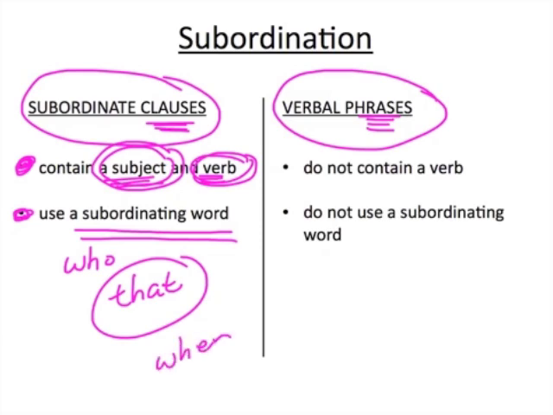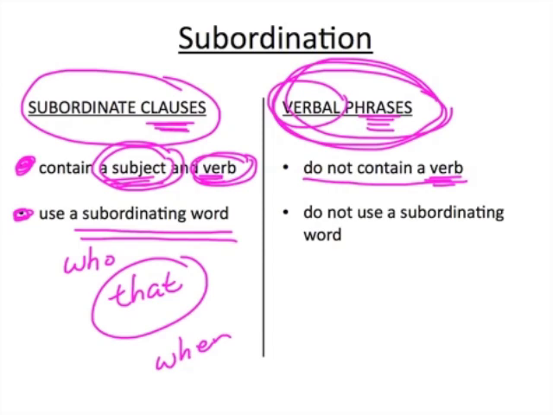When, right? Verbal phrases are groups of words that have a verbal, but that do not contain a real verb. So they have a verbal, but not a real verb. And remember that we said a verbal is a word that's made out of a verb, but that functions as some other part of speech. It doesn't function like a real verb.